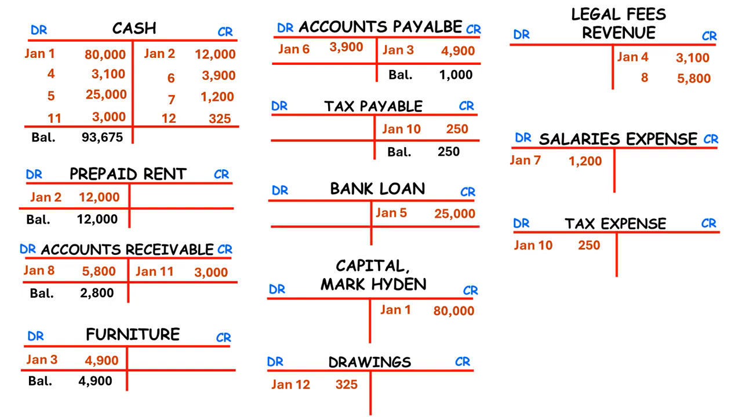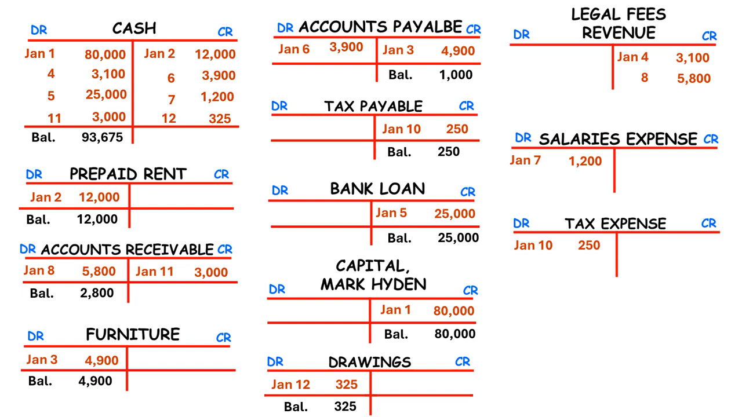Same thing we will do with the loan account. The balance should be on the credit side. The capital account is higher. The credit side is higher in the capital account by 80,000 than the debit side, so the balance will go to the credit side. Drawings account, we have $325 on the debit side and zero on the credit, so that means the debit side is higher than the credit side by $325.